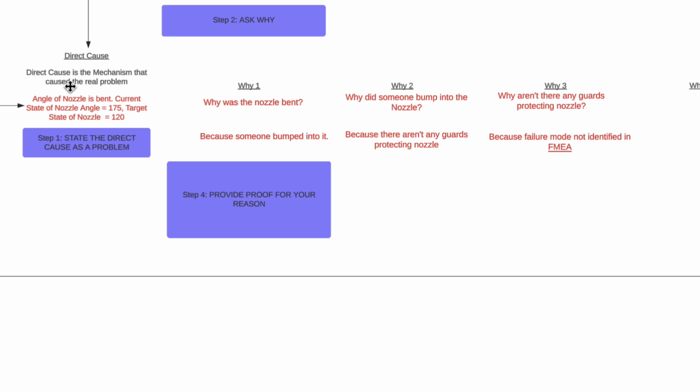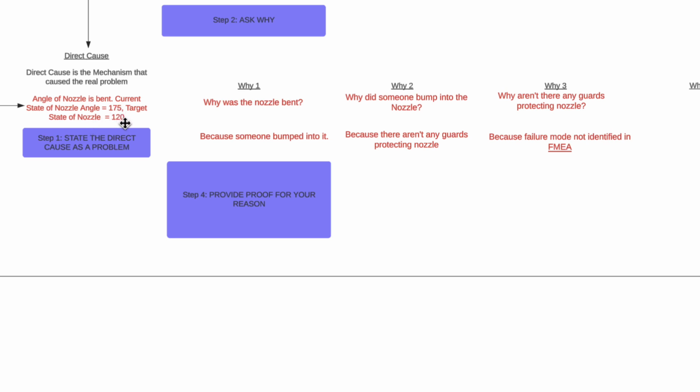So we know the direct cause, right? The angle of the nozzle is bent. We can say, why was the nozzle bent? Now, a couple of things I want you to know with these five whys since we're here. One, you want to make sure that when you state this, you state it as an issue. In other words, you don't want to say nozzle bent because that doesn't tell me anything. Maybe the nozzle is supposed to be bent at a right angle. I don't know. You want to state it as a problem. And here we stated it as current state of the nozzle is 175 and the target is 120 degrees.